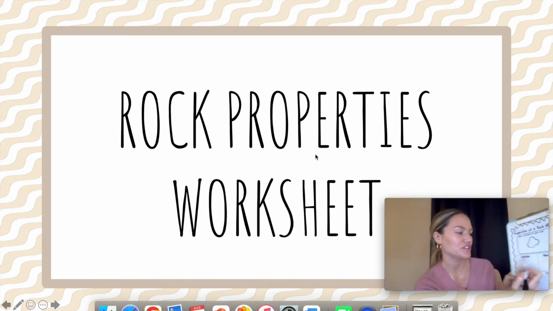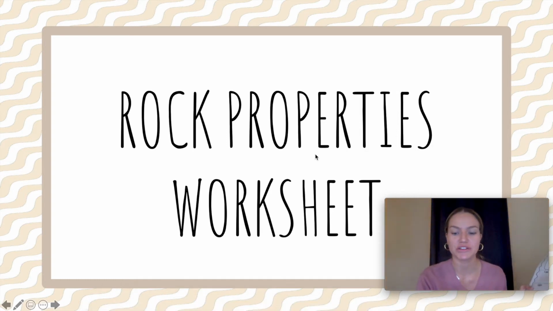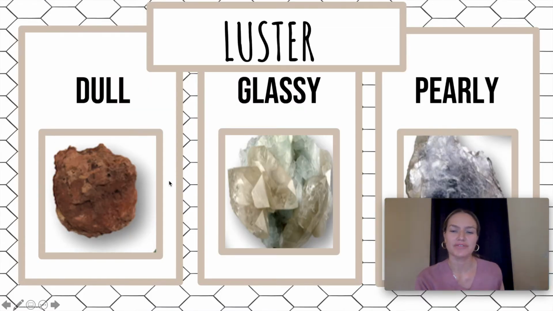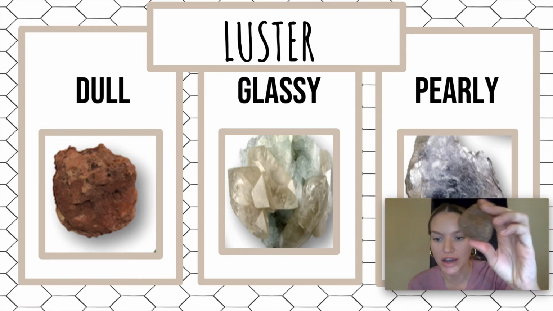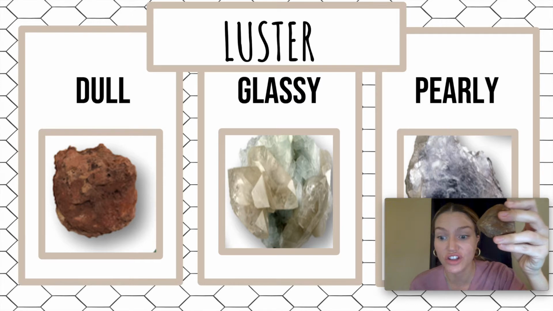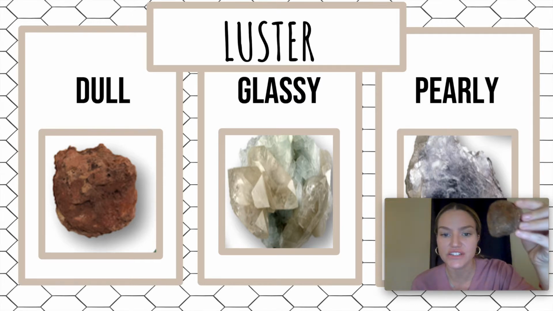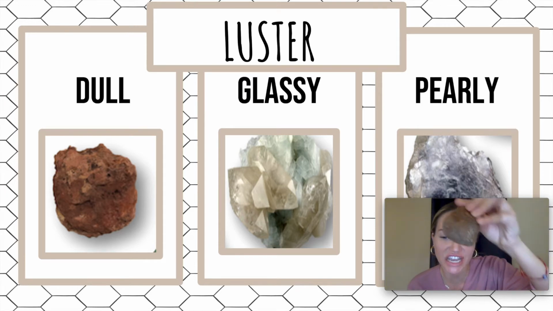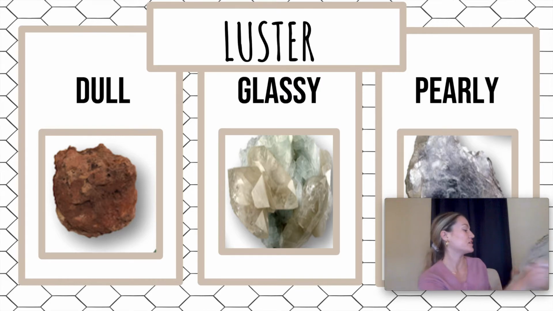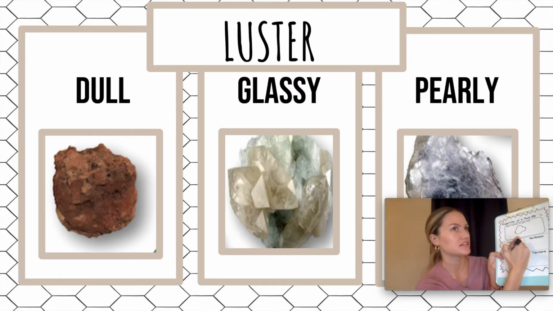And then I'm going to look at the luster. So let's go back to our luster slides. And the luster. So we have dull, glassy, or pearly. So if you can see my rock, you can kind of tell it's pretty dull. All right, it's very dull. It's not glassy. You can't really see through it. It's not shiny like a pearly one might be. It's pretty dull. So right here under luster, I'm going to write dull.